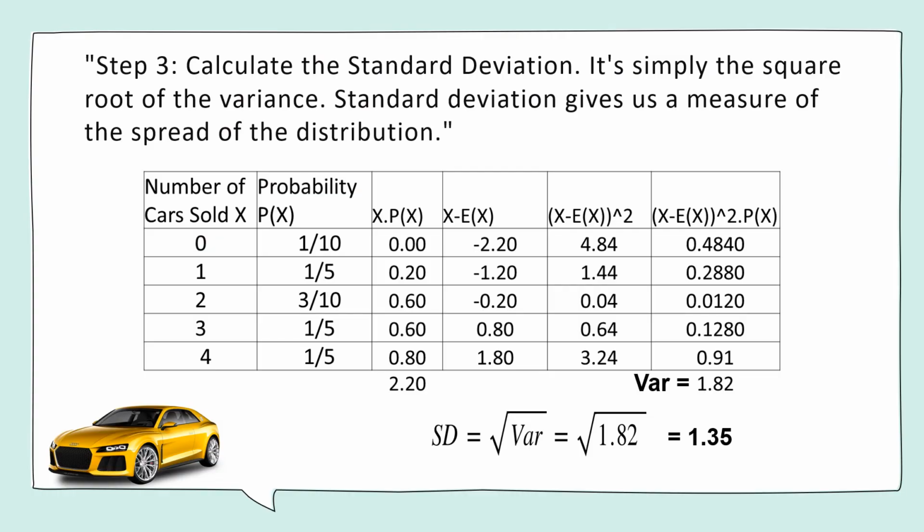Step 3. Calculate the standard deviation. It's simply the square root of the variance. Standard deviation gives us a measure of the spread of the distribution. Hence, our variance is 1.82. We just get the square root of this variance, which equals 1.35.